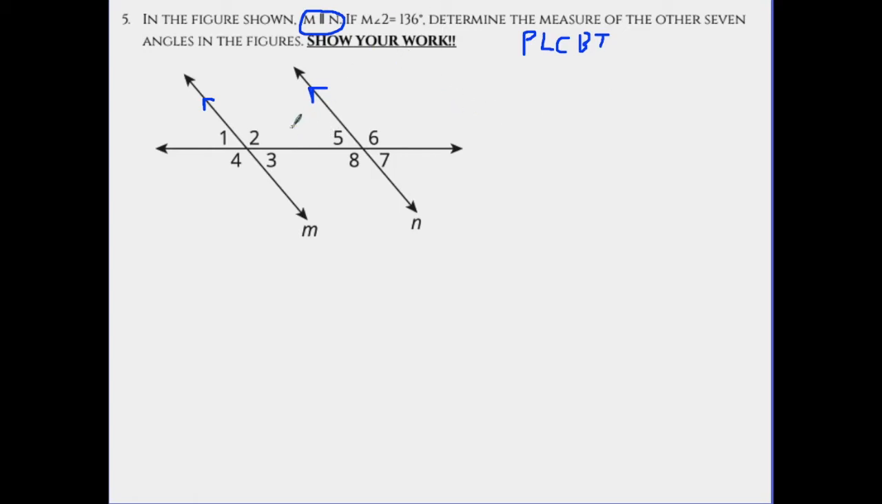And they tell us that angle 2 is 136. So I'm going to mark this as 136. So that's given to us. We have to define the measure of the other 7 angles. All right. So we want to find that and we want to show our work for it. So we know that across from it is vertical angles. So this is 136.